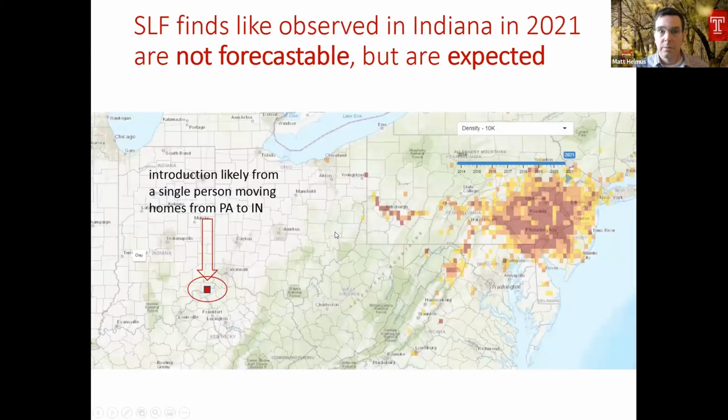There was a recent find in Indiana, for example. This find, in southern Indiana, right on the border with Kentucky, was not forecastable, but it is expected. It is expected that these types of long-distance dispersal events are going to happen. It was likely an introduction from a single person or a single family moving homes from Pennsylvania into Indiana, and that's how they spread there.